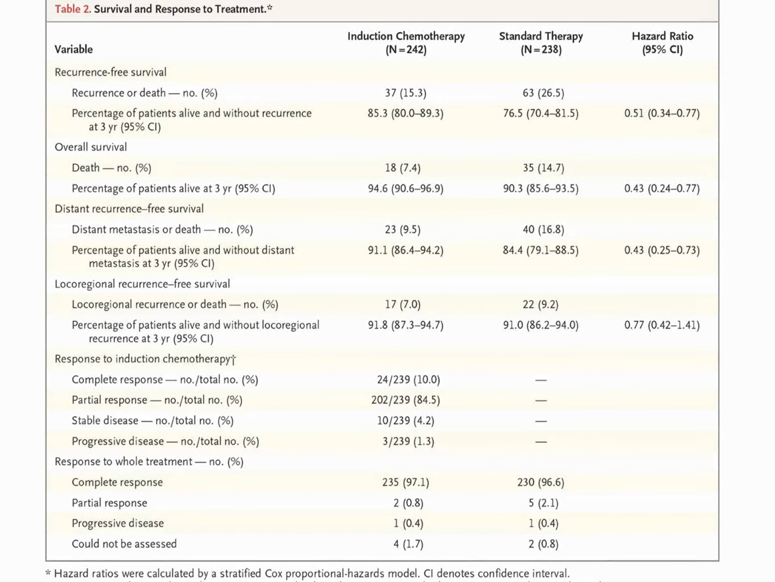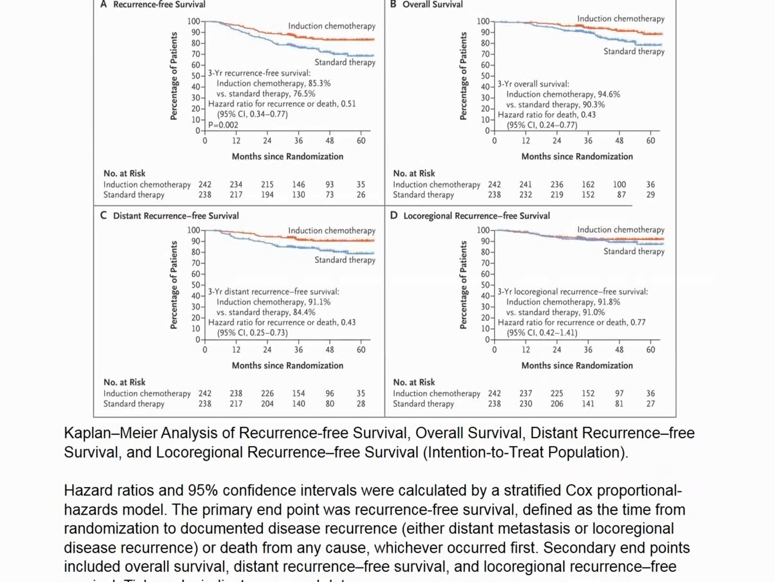Distant recurrence-free survival also seemed to be improved by the induction chemotherapy group. So if we look at recurrence-free survival, it looks like there might be about a 15% difference here. Overall survival is given here. That was not statistically significant.